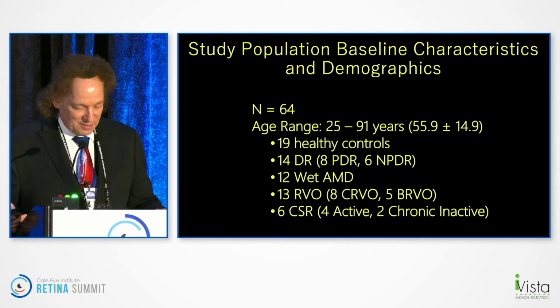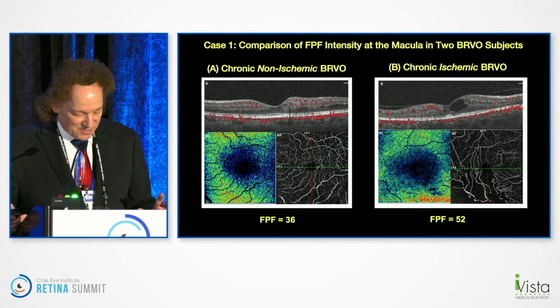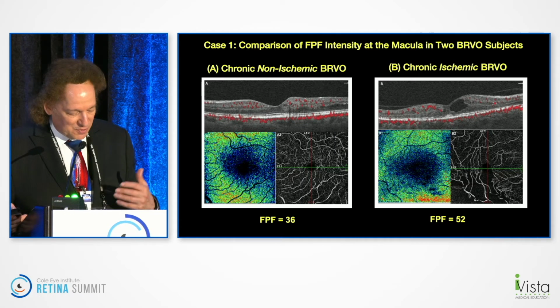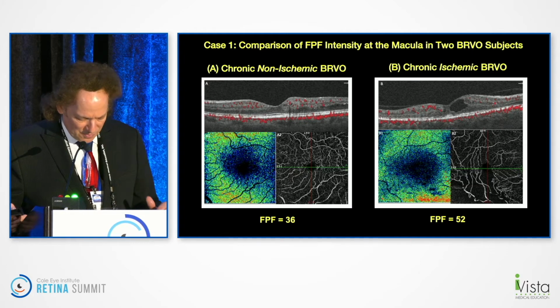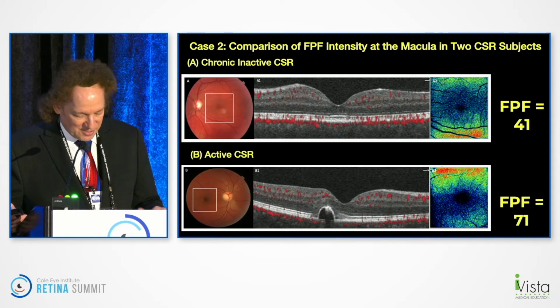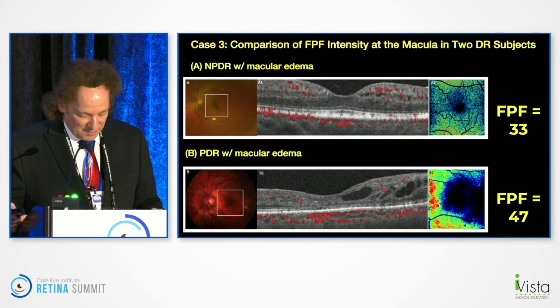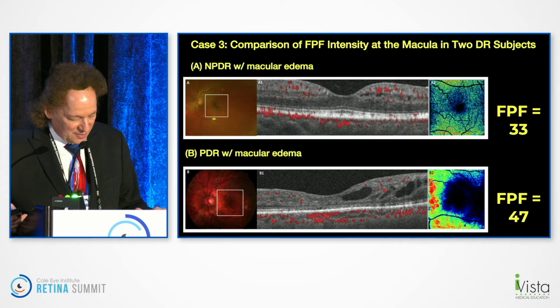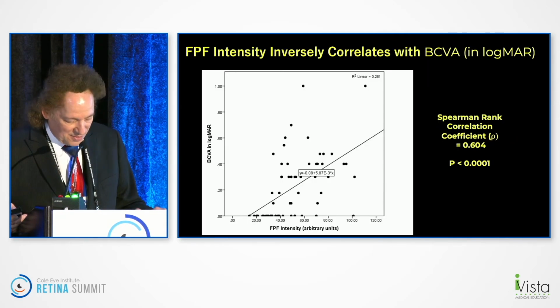Recently, in my lab, they've been looking at a variety of different diseases, and you can see that there's definitely a difference between the non-ischemic forms of disease, such as ischemic versus non-ischemic branch vein occlusion, in terms of levels of flavoprotein fluorescence. Here's an example of active versus inactive central serous, and you can see the difference. And here's a patient with diabetic macular edema, and when you have active edema, you have much higher levels of fluorescence. And then here's one patient with active exudative AMD.